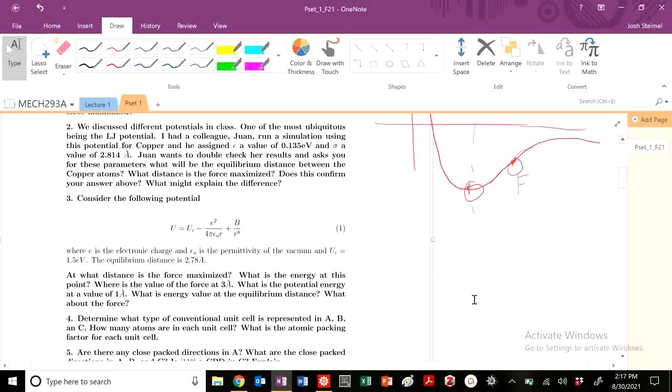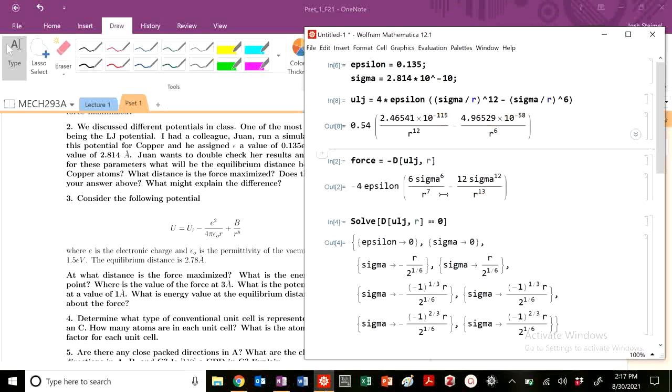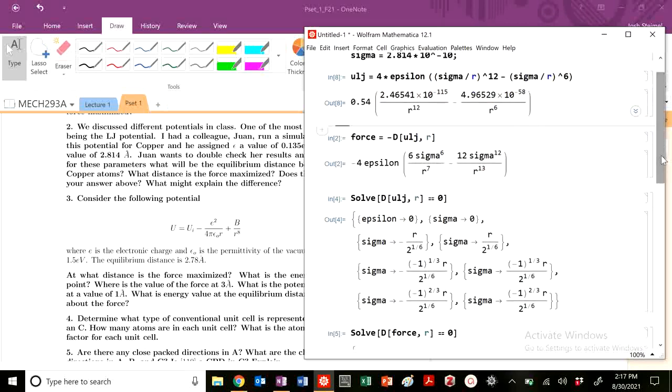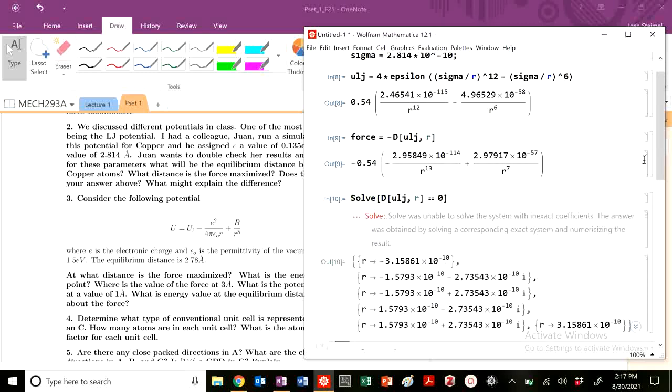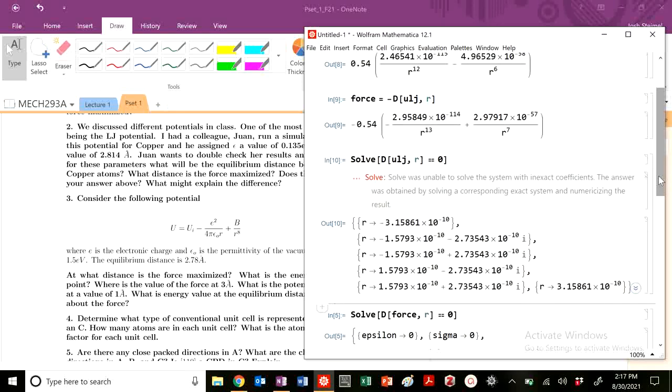So we need to figure out what is our equilibrium distance, and then what is our maximum force, and then see if that matches what we know about copper. So force I know is this. So I'm going to solve here. My equilibrium distance is 3.15 angstroms.